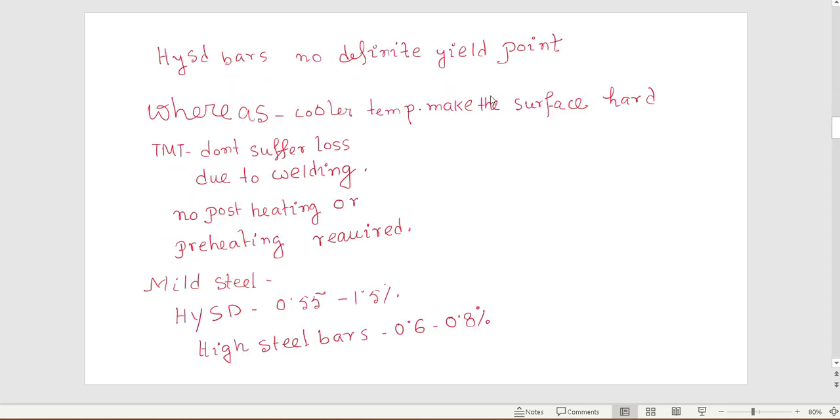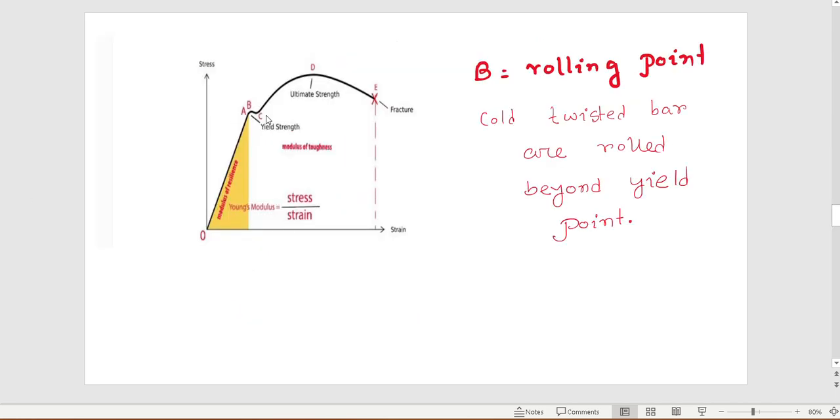Now HYSD bar has no definite yield point. We have learned earlier that this is the stress strain curve of iron or any kind of ductile material. This is the proportionality limit where stress and strain are proportional. This is the upper yield point, also called the rolling point, and rolled steels are made from this point. And C is cold twisting. Cold twisting generally happens through the range B to C.